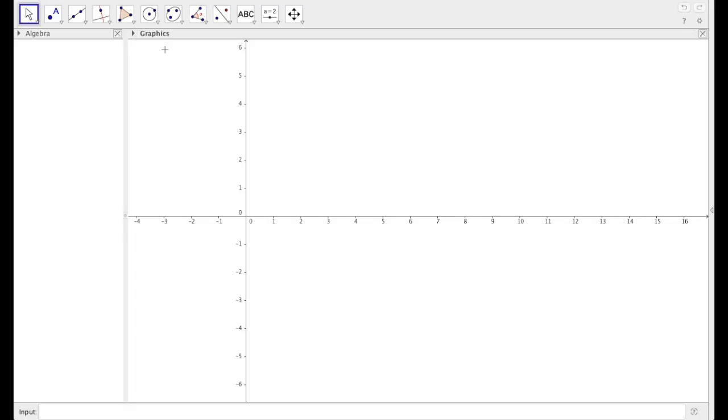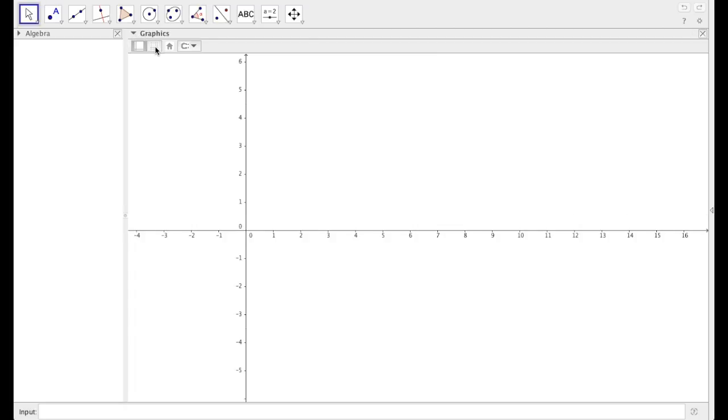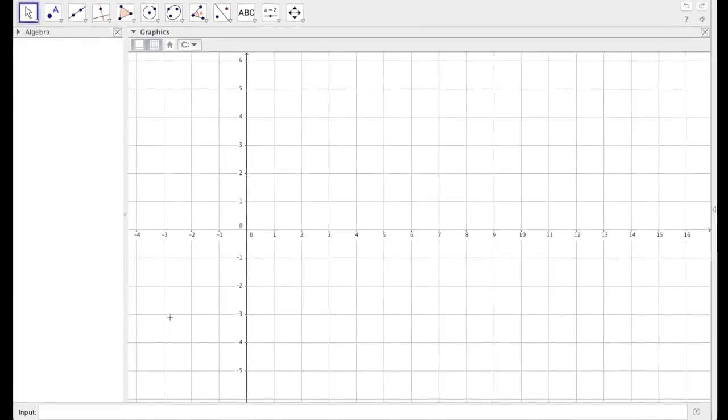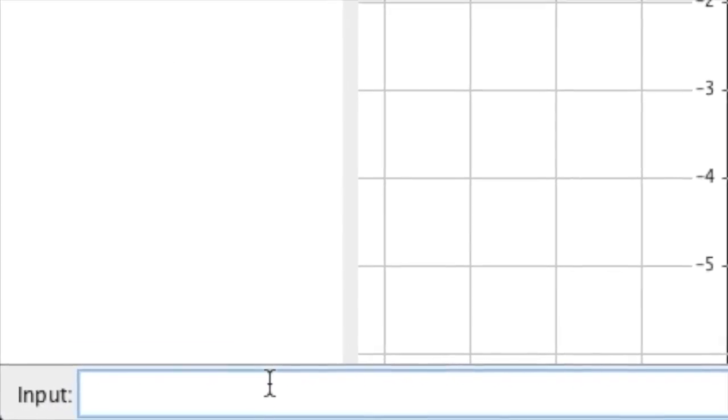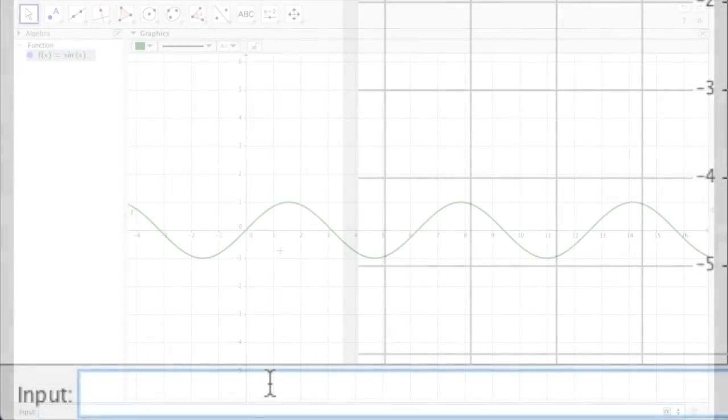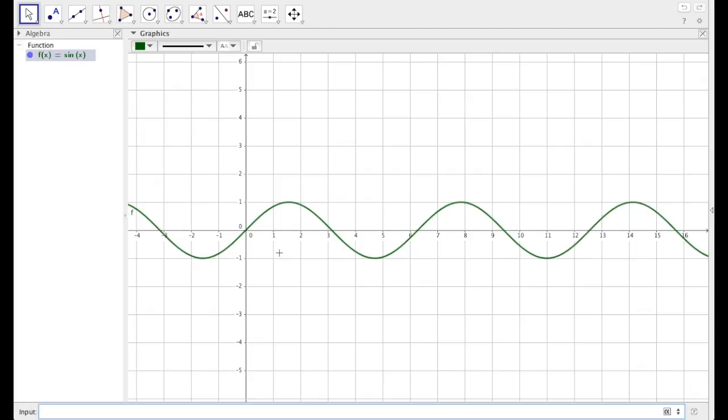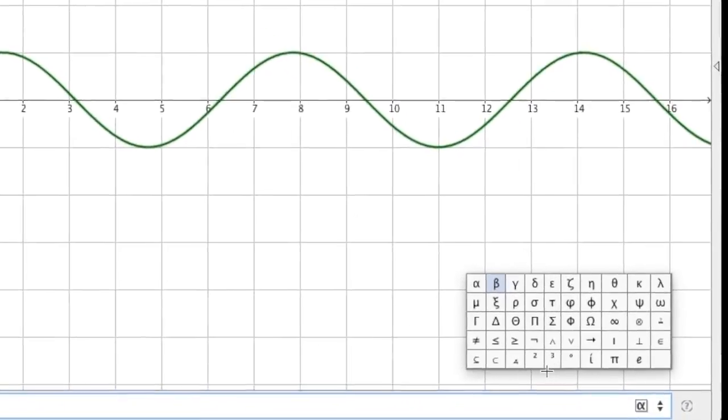Let's turn the grid on, so I'm going to toggle down the Graphics menu and turn the grid on, and click down on the input, and let's type in f open parentheses, and it actually creates the closed parentheses for you as well. f of x equals, let's do sine of x, and hit enter. By default, GeoGebra uses radians instead of degrees. If you wanted to use degrees, you would have to add a degree symbol after the x, which can be found over here in the symbols.